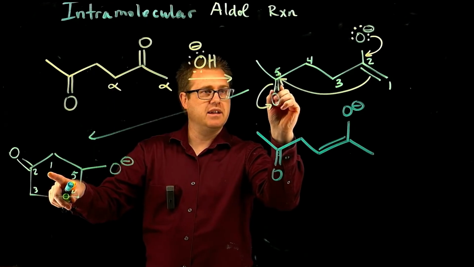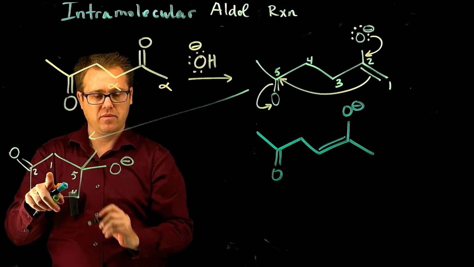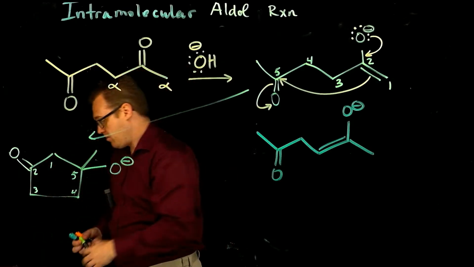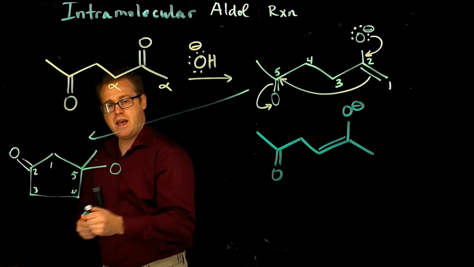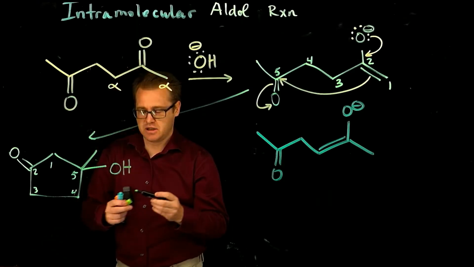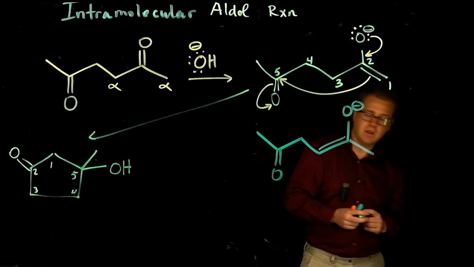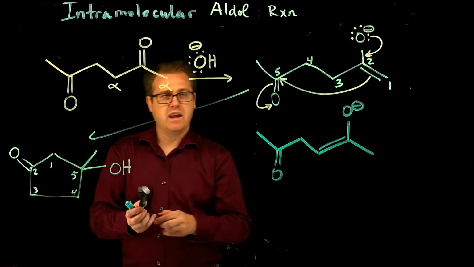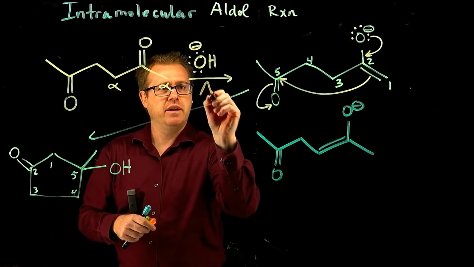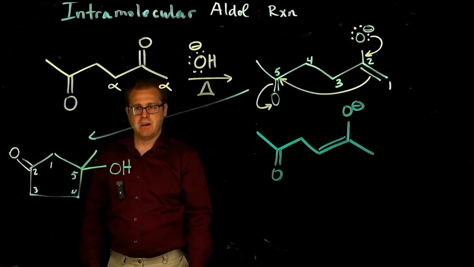And then carbon 5 right here would have an alkoxide. But what else is also attached to carbon 5? That methyl group. And then we would have a proton transfer and protonate that to give us that molecule right there. Now, one thing I failed to show you is that we do have heat. Now we have heat.